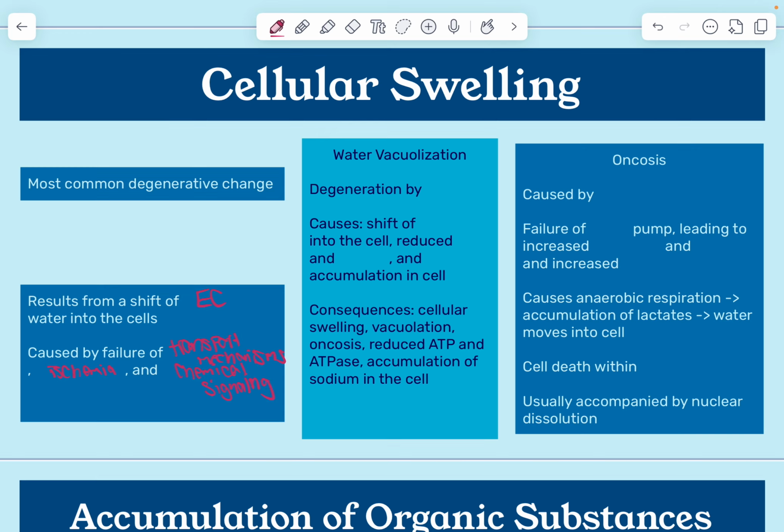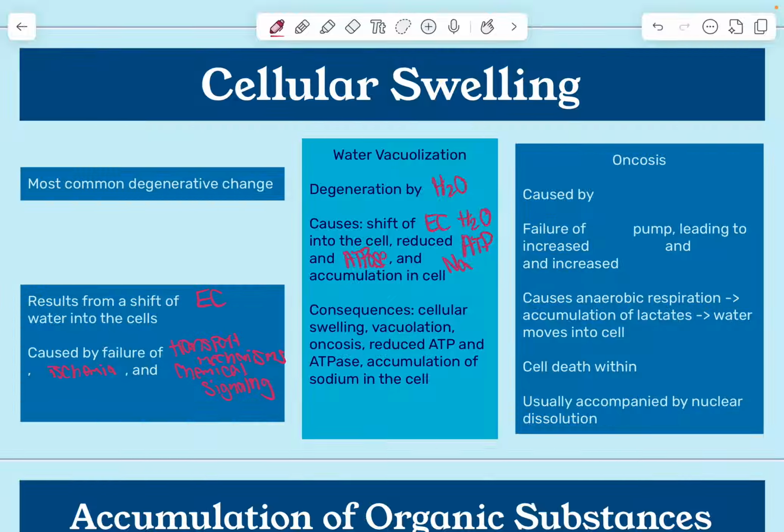So water vacuolization is a type of cellular swelling, and this is caused by degeneration of the cell by water. And it causes a shift of extracellular water to go into the cell, which is going to reduce ATP and ATPase. And there's also going to be an accumulation of sodium inside of the cell. So the consequences of this are pretty much just the cell swelling and all of those things entering the cell.